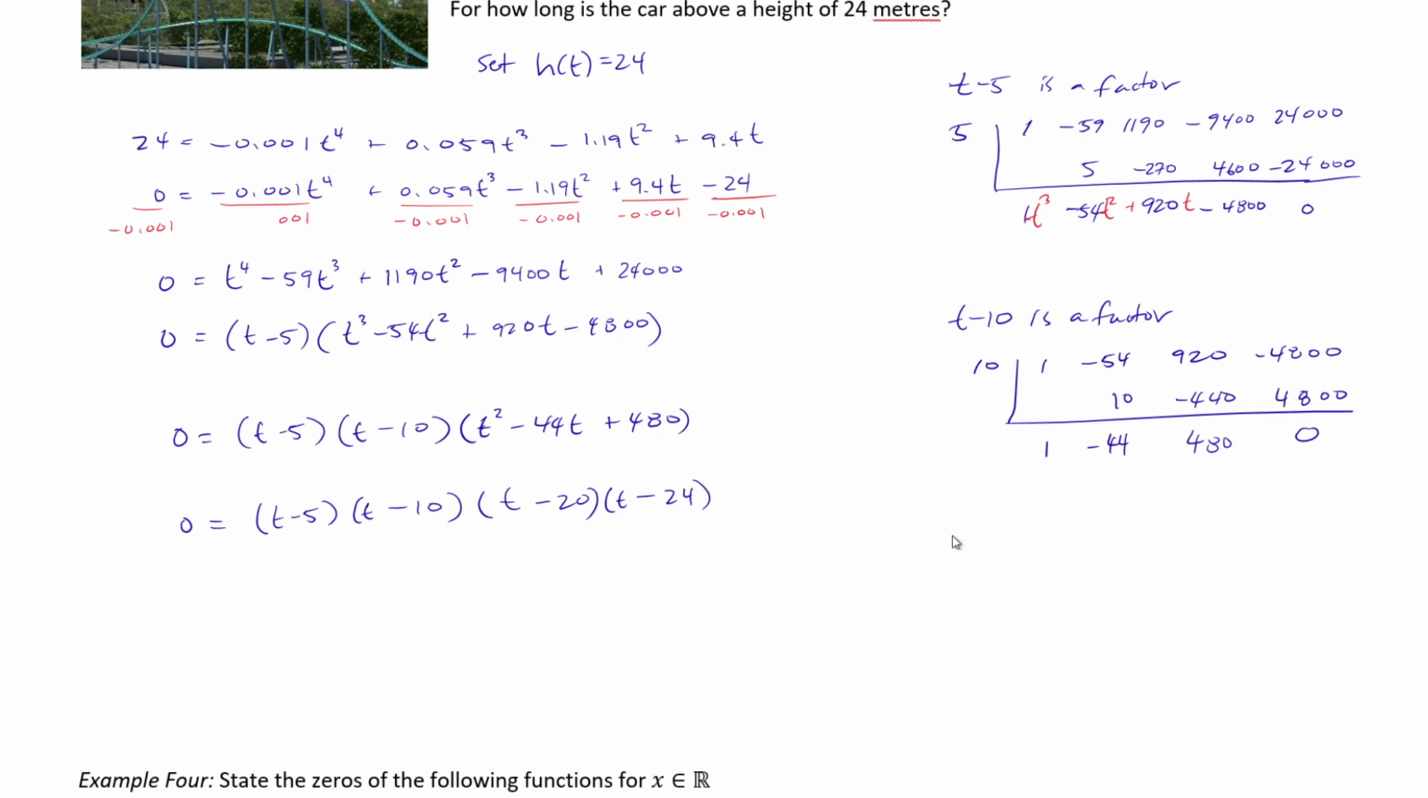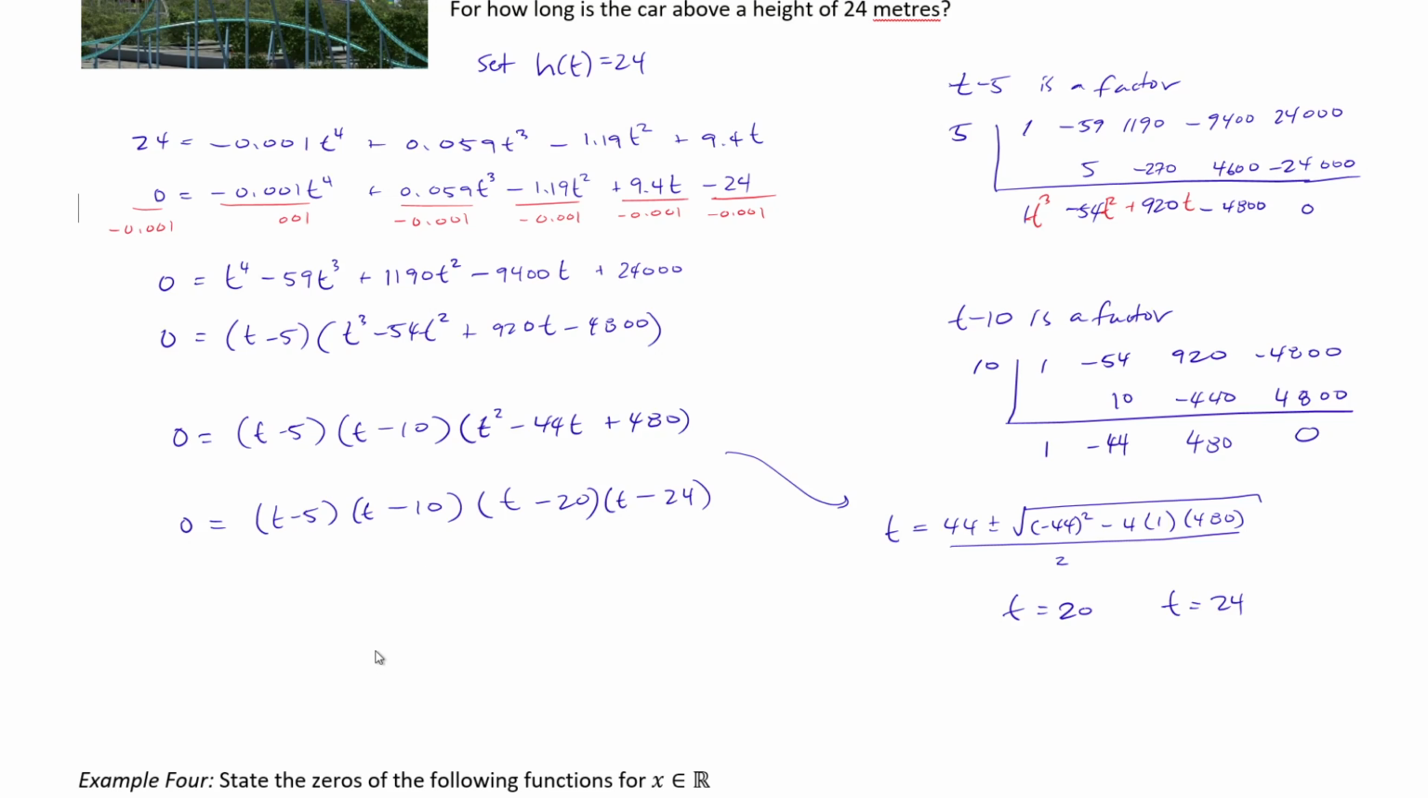Now, say you didn't want to spend time thinking about that, or it didn't come to you right away. Remember that you can always just use the quadratic formula: t is equal to 44 plus or minus the square root of negative 44 squared minus 4, where a is 1 and c is 480, all over 2a, which is just 2. Then you would find your two t values: t is equal to 20 and t is equal to 24. So you could have done that as well, and that would have worked.